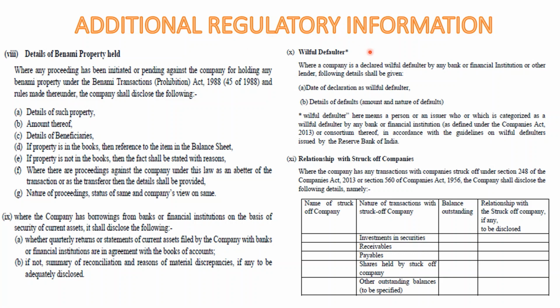The 10th disclosure is regarding a company declared willful defaulter by a bank or financial institution or lender. Date and details like nature of willful default have to be disclosed.